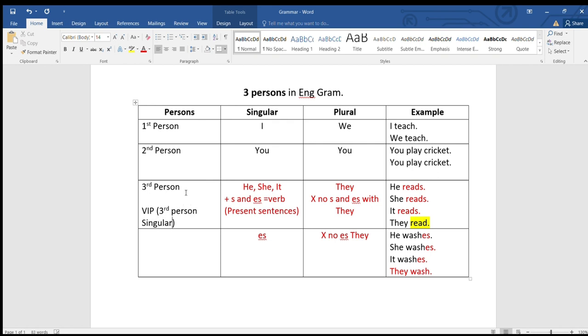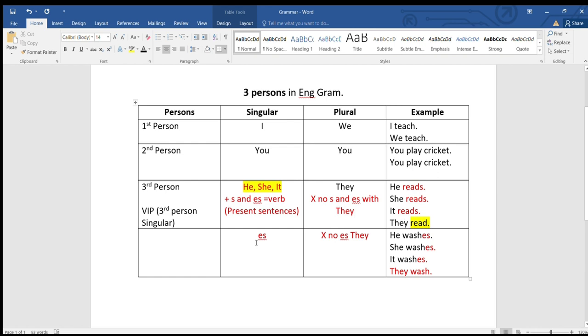Why? Because they need special treatment. What is the treatment? We have to use S and ES in the end of the verb when it comes to third person singular he, she, it. However, when it is third person plural, we are not using S or ES in the end of the verb. We are using it the same way we use the verb with first person and second person singular and plural. So he reads, she reads, it reads, but they read.